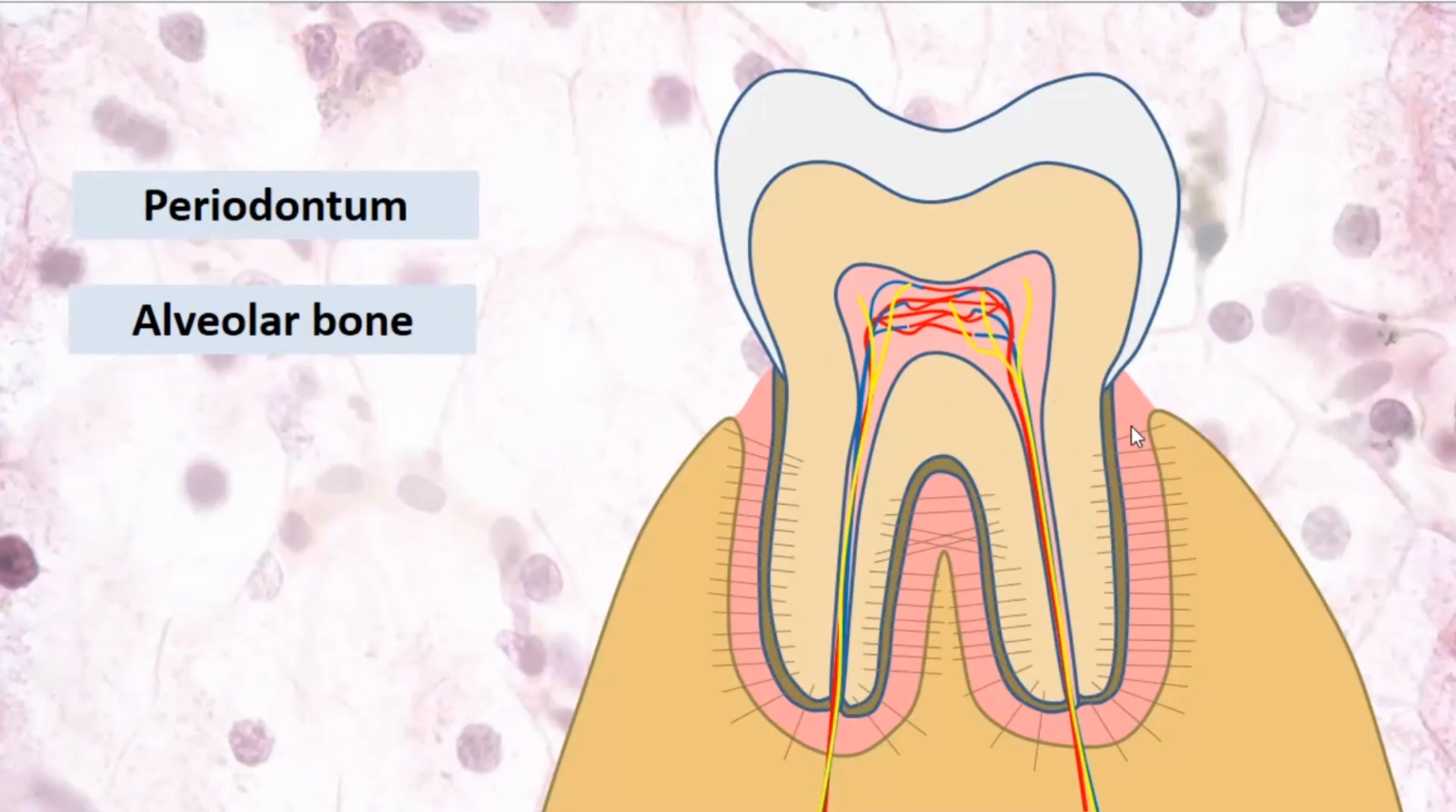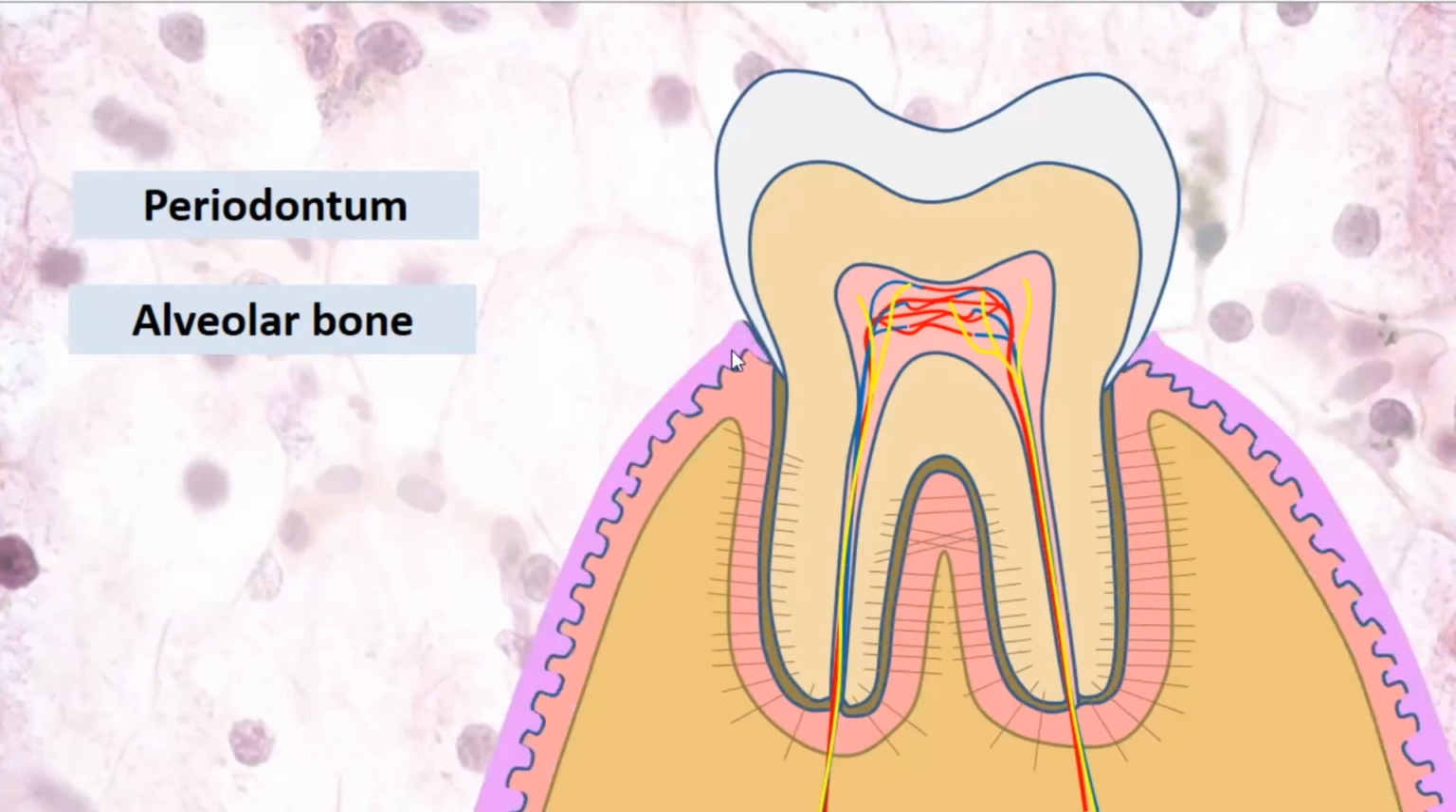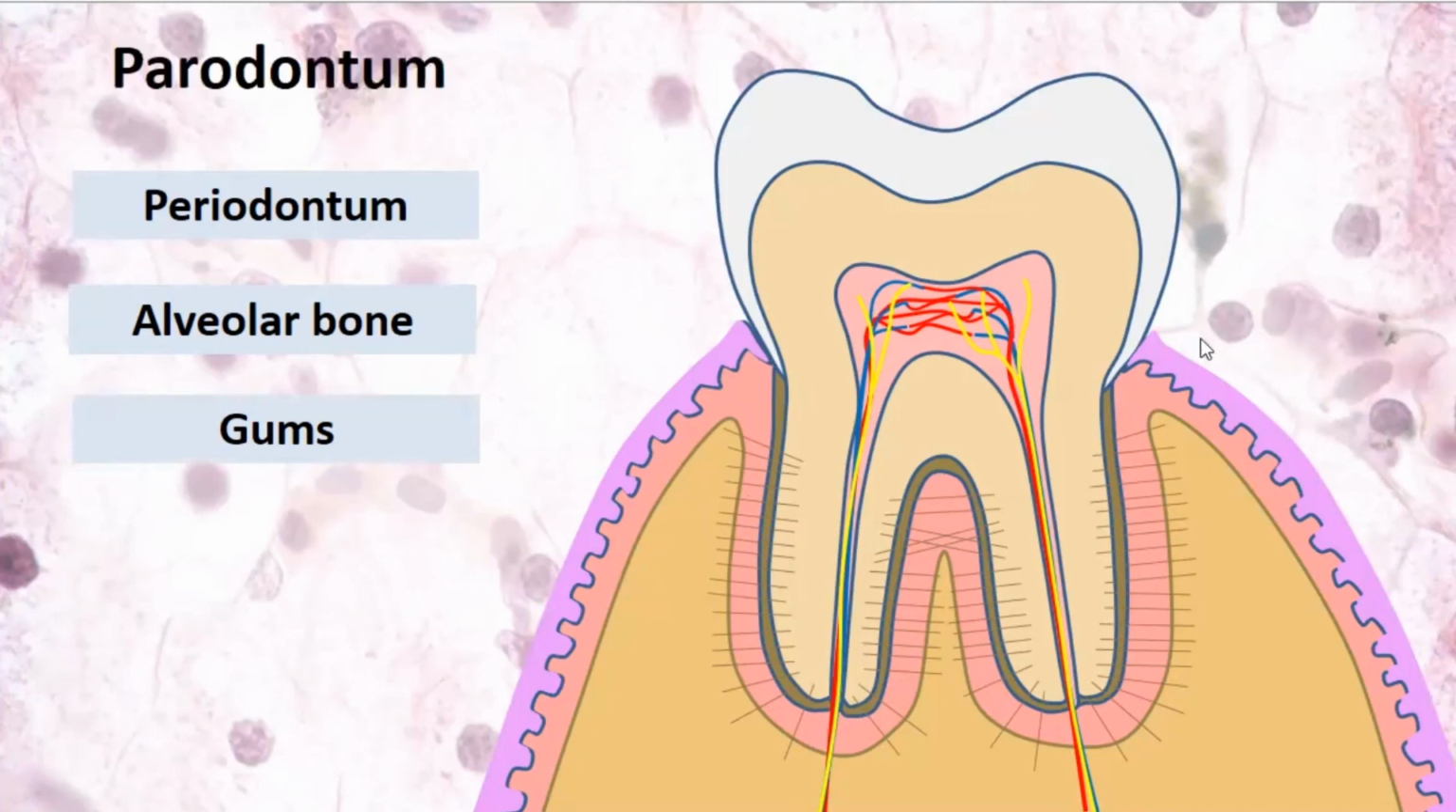And also we have gums. They contain lamina propria, connective tissue, and epithelium. It's gums or gingiva. It's the masticatory type of oral mucosa. Here we can see gums. It's bone and periodontum. Together they are called parodontum. So parodontum includes periodontum, alveolar bone, and gums.